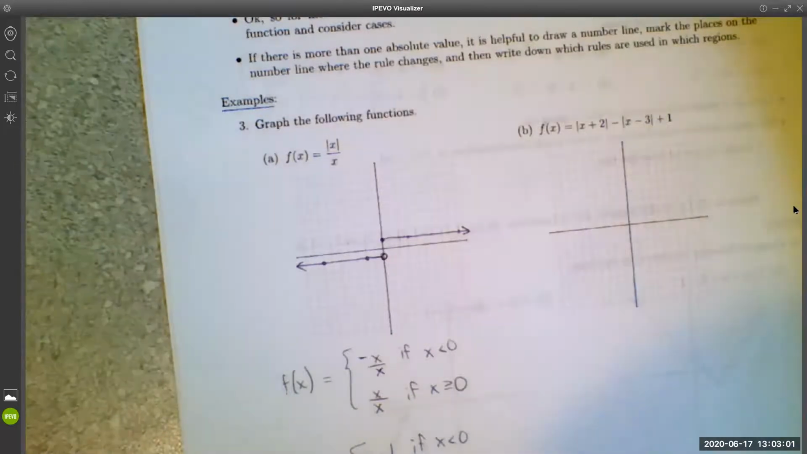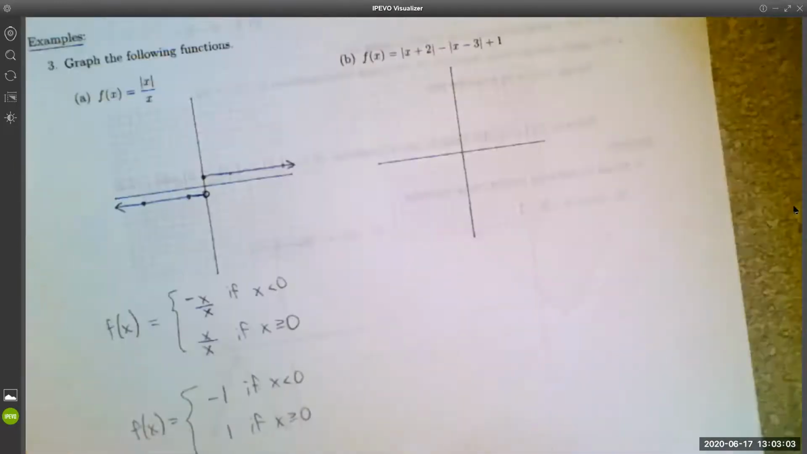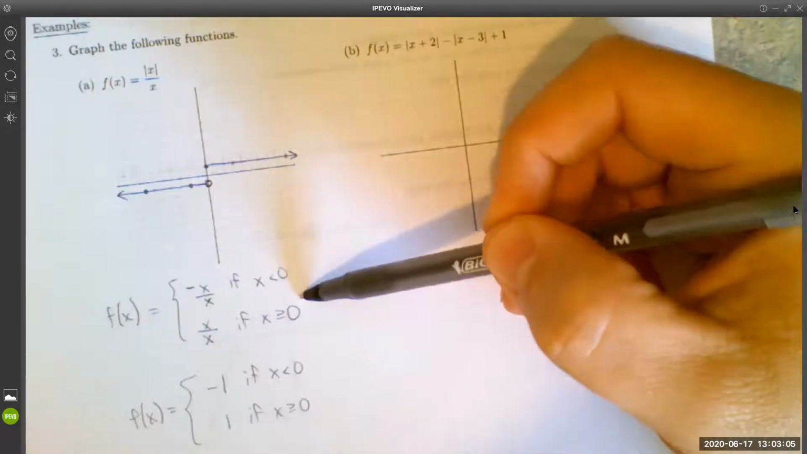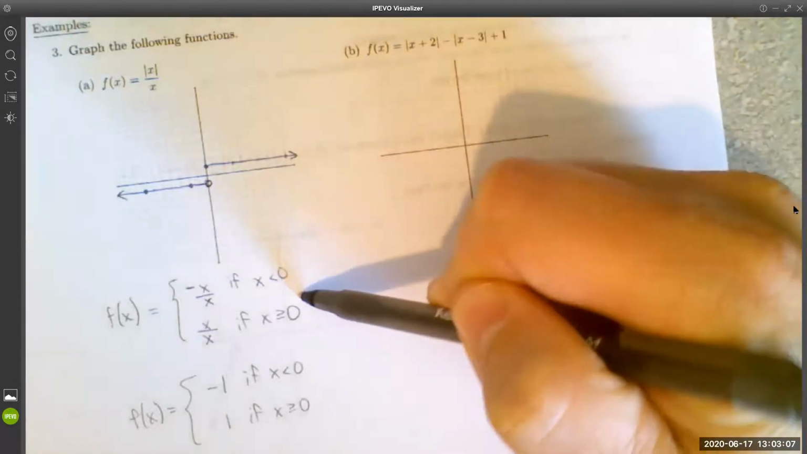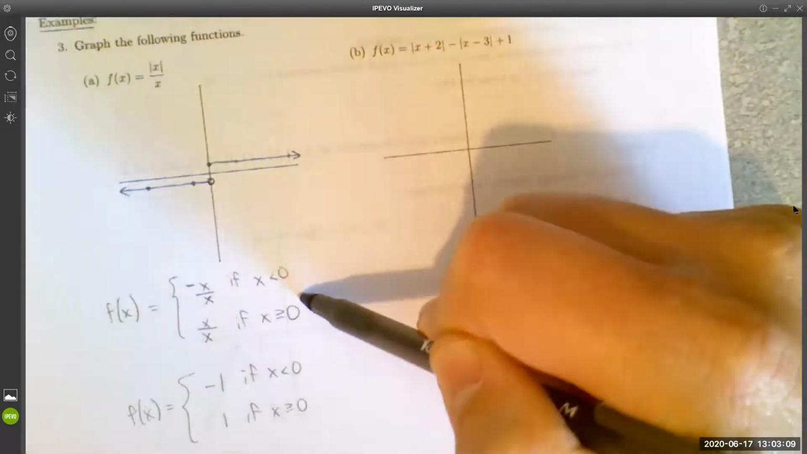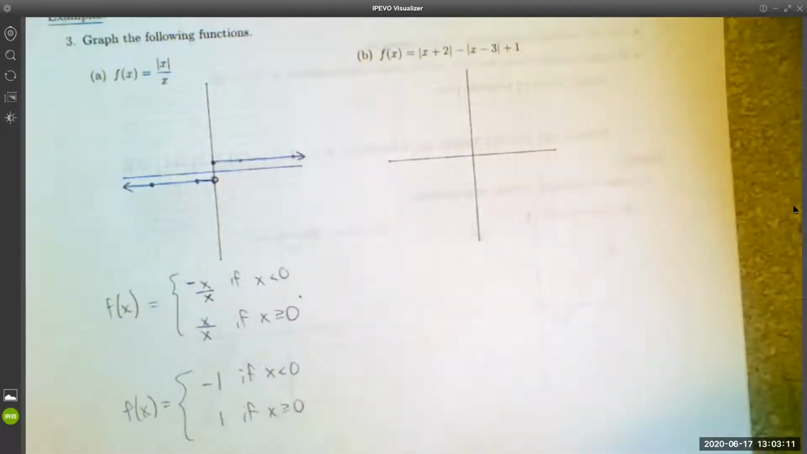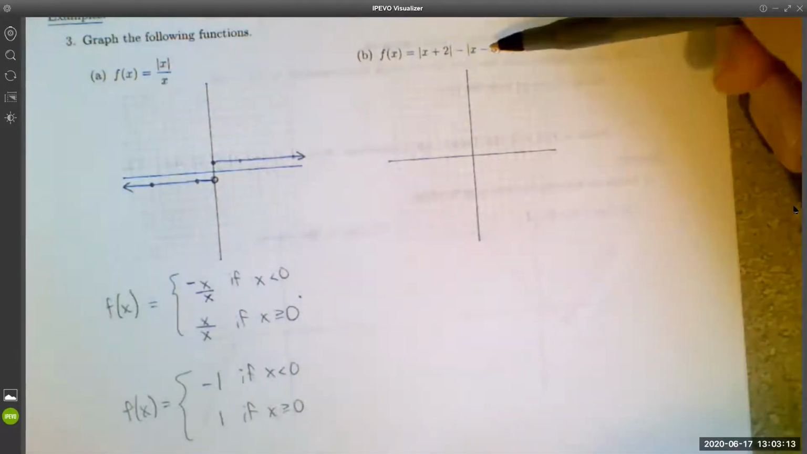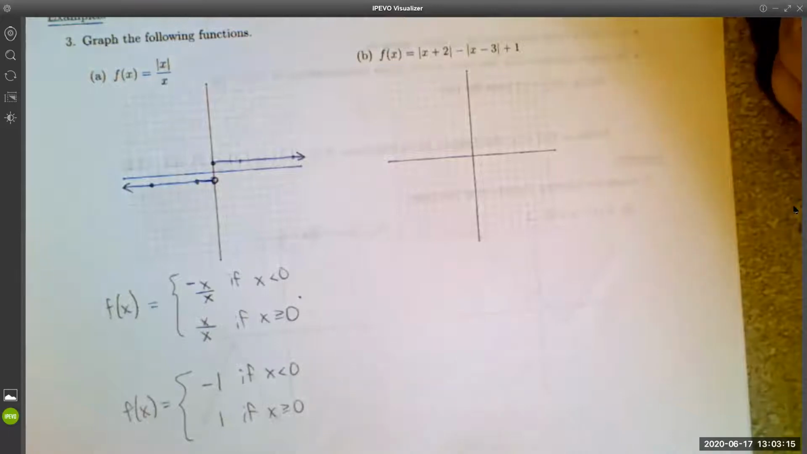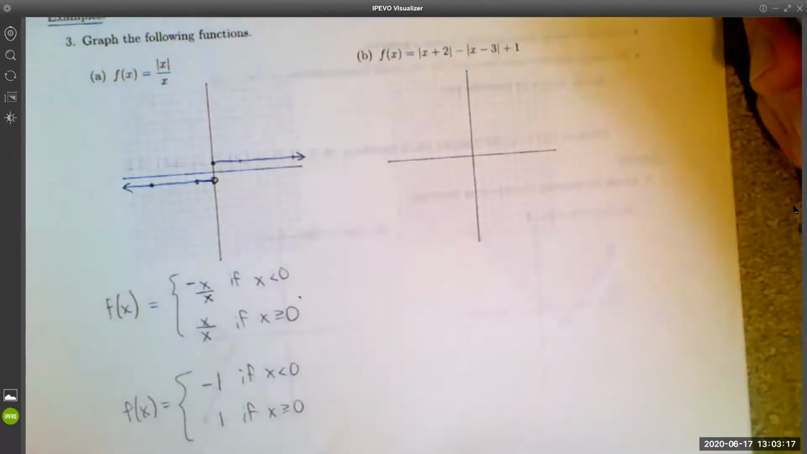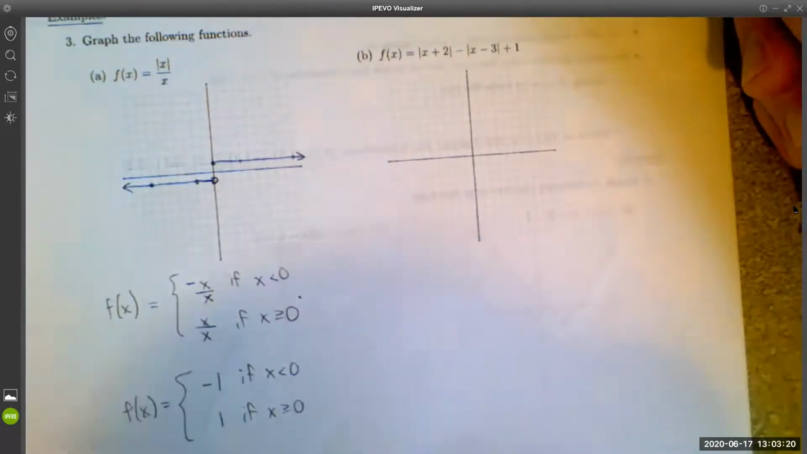Let me give you another example. I'm sure you're confused by this. If you're confused by this, do not fear. We'll look at some more examples and hopefully unconfuse you. So let's look at another one, right? We have f of x equals absolute value of x plus 2 minus absolute value of x minus 3 plus 1. How in the world are we going to deal with this?